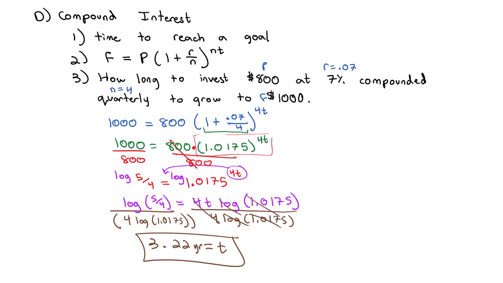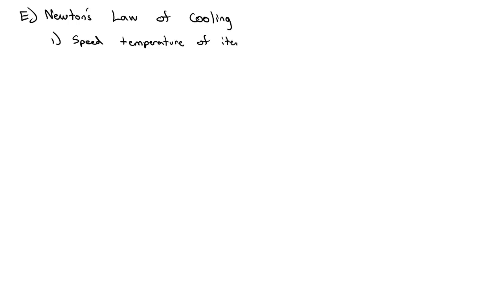I want to do one more example of how we can use logs and exponents, and it's going to be kind of a variation of that Pe to the rt formula that we saw before. And that's going to be what's called Newton's law of cooling. Newton's law of cooling tells us the speed that the temperature of an item changes to match its surroundings.